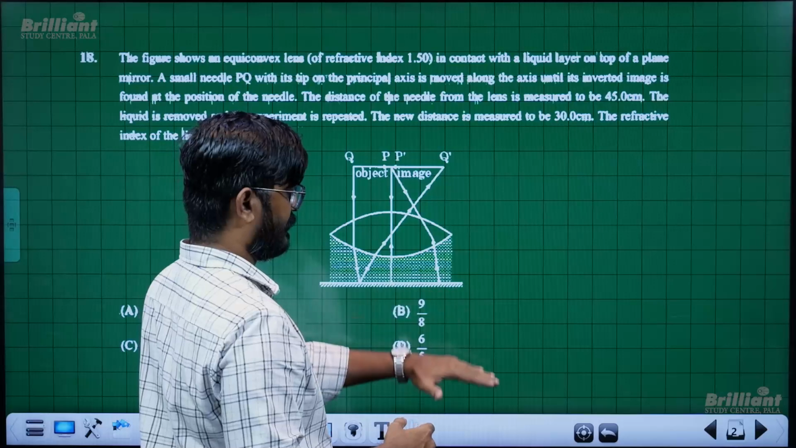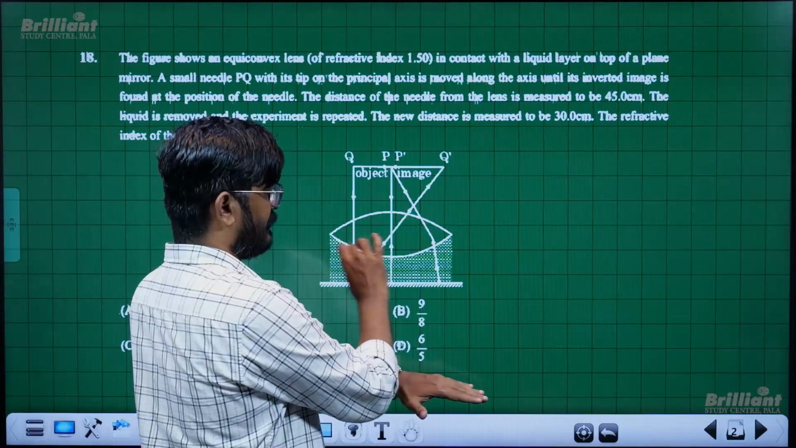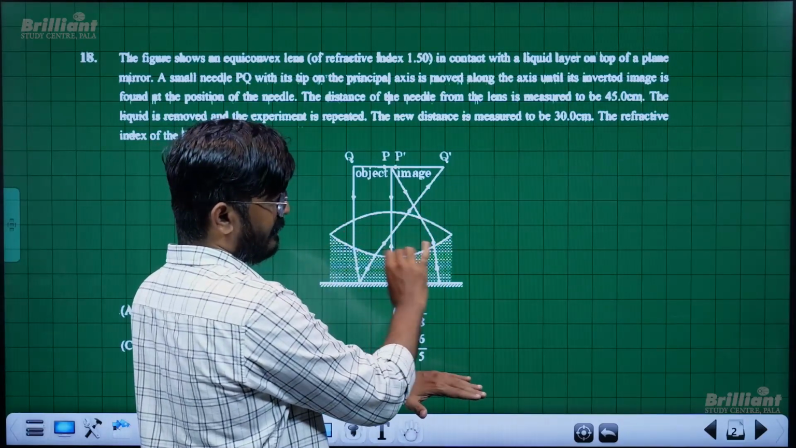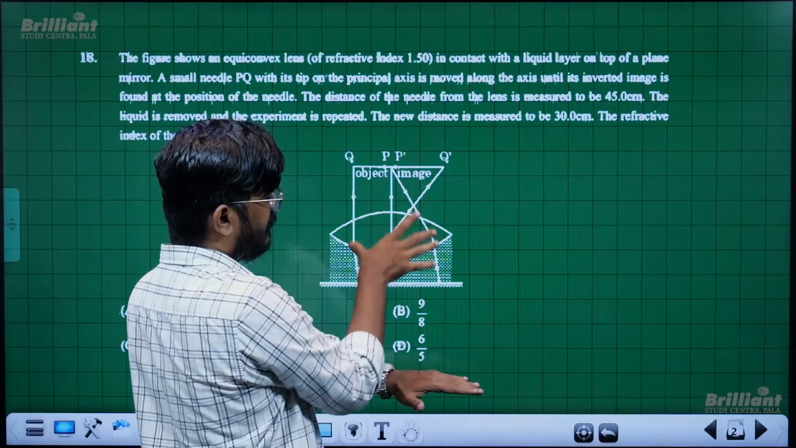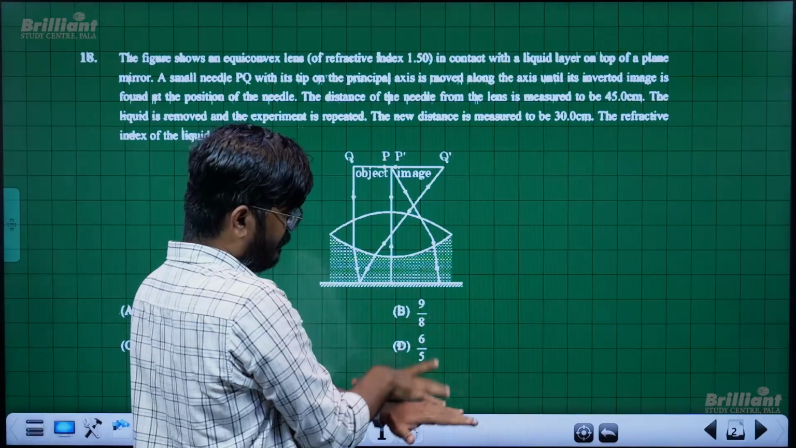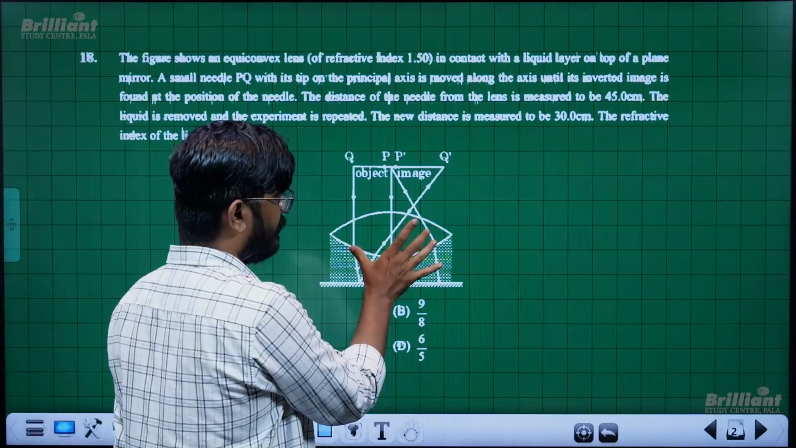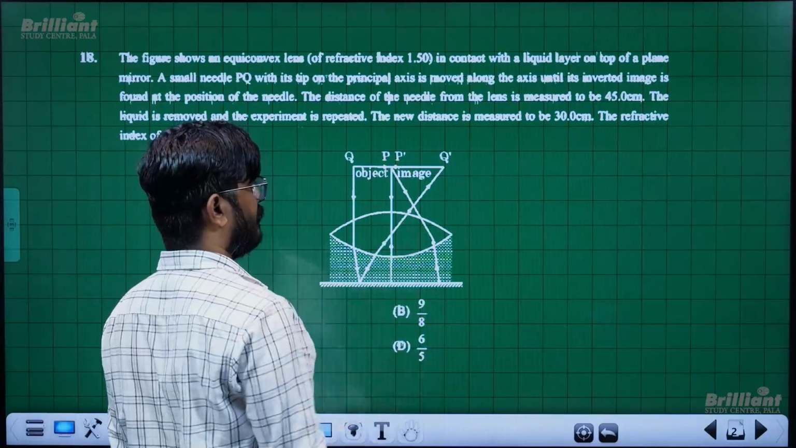So if the mirror is not here, if it is here, where there is a lens, a thin lens, this liquid is also going to behave like a lens. So if you keep the object here, after undergoing two refractions, the rays will come out parallel. Or else, if you send the rays parallel, they will meet somewhere here, which is going to be the effective focal length.